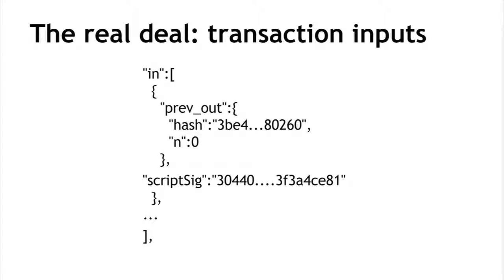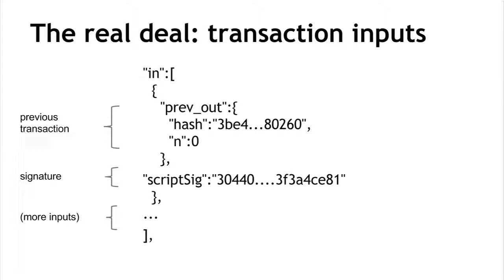The transaction inputs is just an array of inputs that all have the same form. The inputs specify a previous transaction, so they have the hash of the previous transaction, or a hash pointer to it, and the index of which output from that transaction you're actually claiming. And then there's a signature. So remember that we have to sign to show that we actually have the ability to claim those previous transaction outputs.